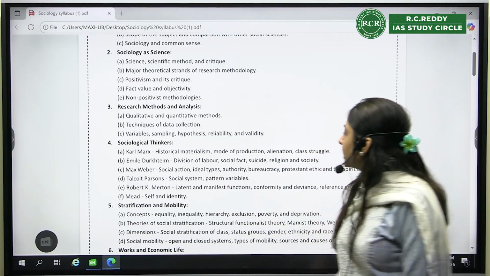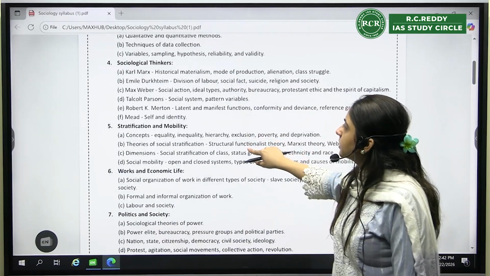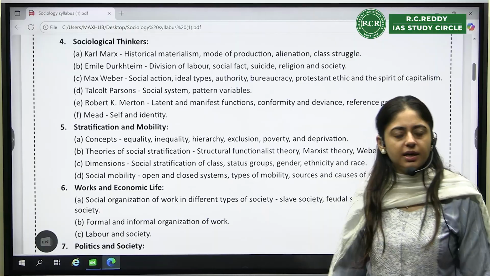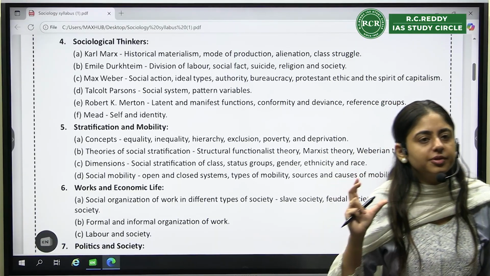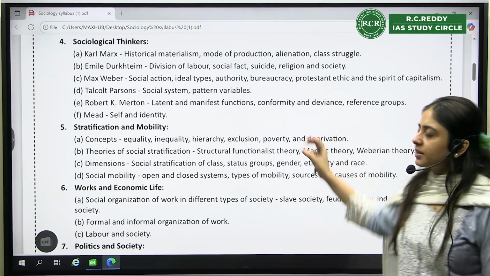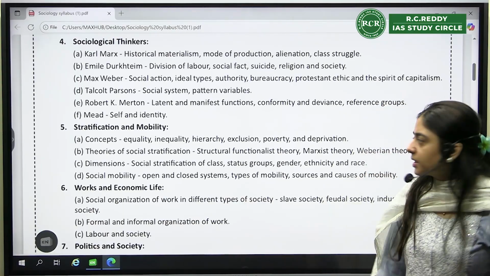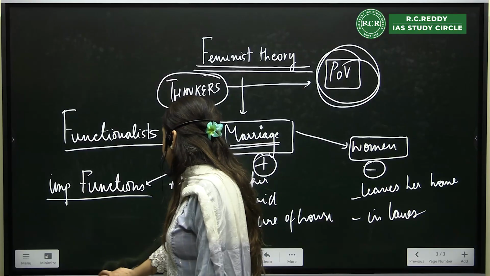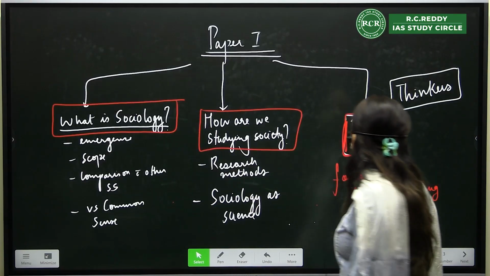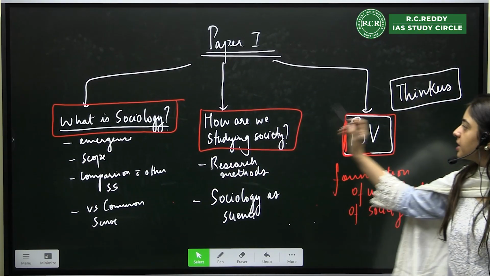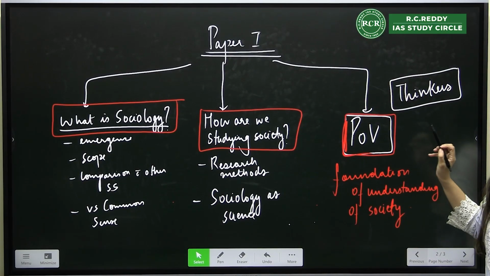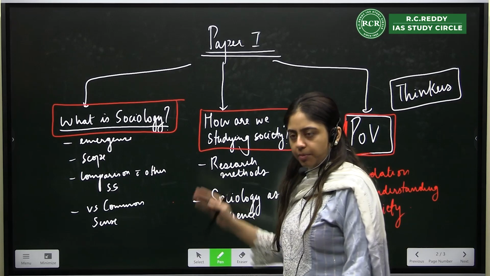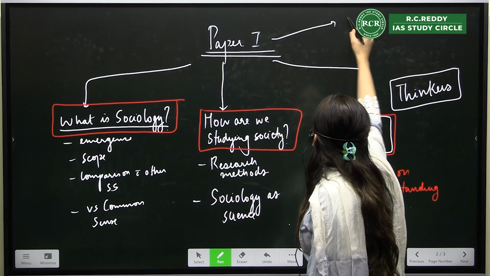Okay, coming back. So these will be our thinkers, which we will be doing in two parts. First three thinkers, they are like the grand old men, grandfathers of sociology as a subject. The rest three are more recent in nature, right? Then comes the application part in sociology. What is sociology? How do we study society? What are the different points of view? The last part of paper one, a broader topic, is application.